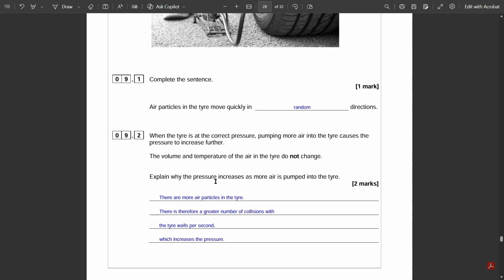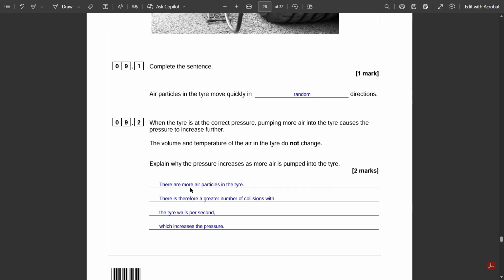Explain why the pressure increases as more air is pumped into the tire. Well, that's because there's more air particles in the tire, and therefore a greater number of collisions with the tire walls per second, which increases the pressure. Because pressure is just force over area, and if the volume is staying the same, the area inside the tire is staying the same, and there being more frequent collisions means there's more force. So force increases, area stays the same, increase in pressure.